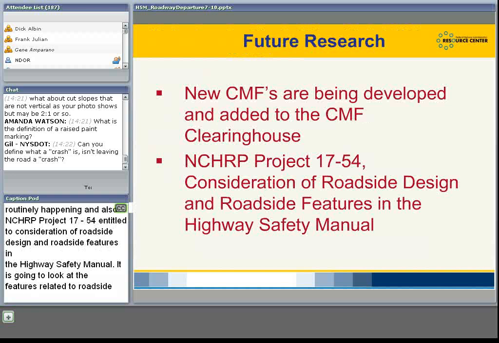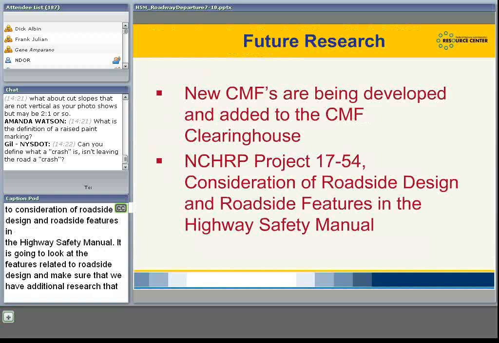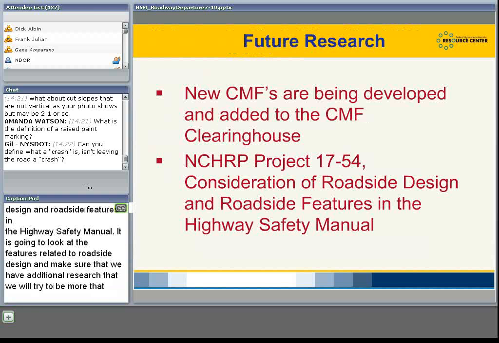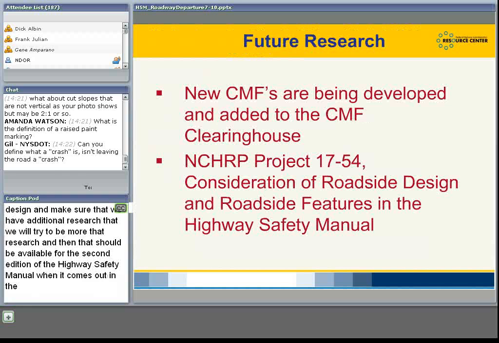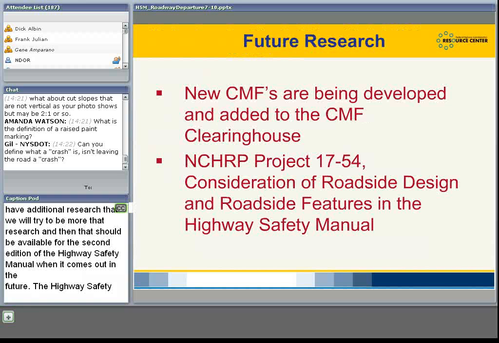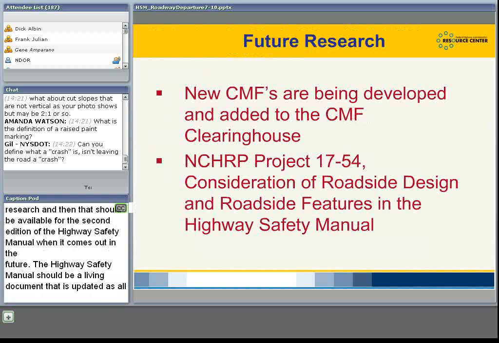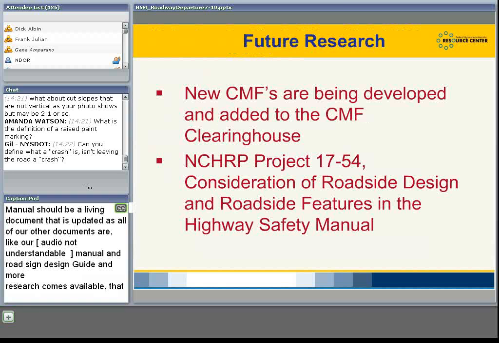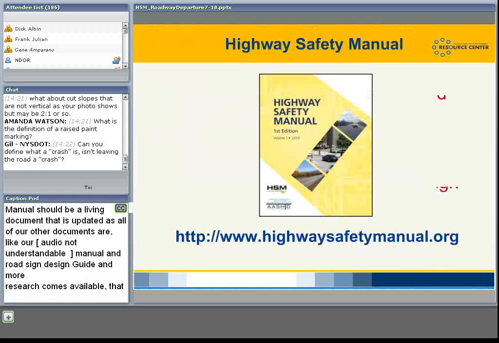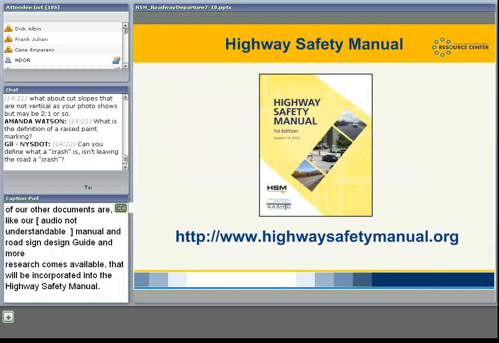Now, the Highway Safety Manual incorporated the best research that was available at the time. But we also know that CMFs are being developed and added to the CMF clearinghouse. We hope that that's routinely happening. There's also an NCHRP project, number 17-54, entitled Consideration of Roadside Design and Roadside Features in the Highway Safety Manual. It's going to look at those features relative to the roadside design and, if there's additional research that's needed, we'll try to do more of that research.